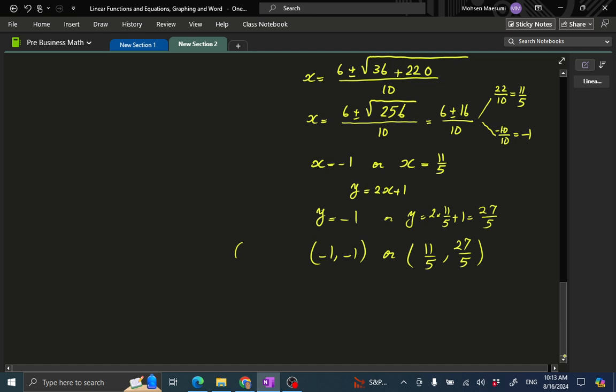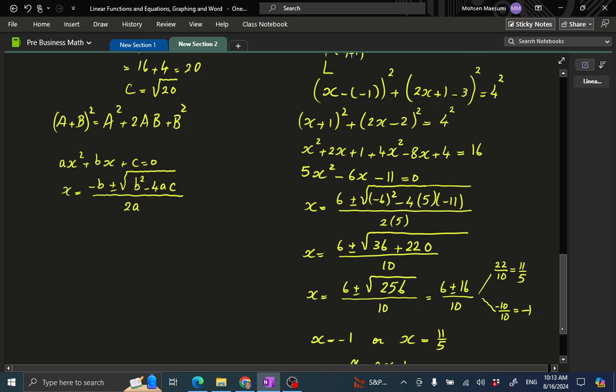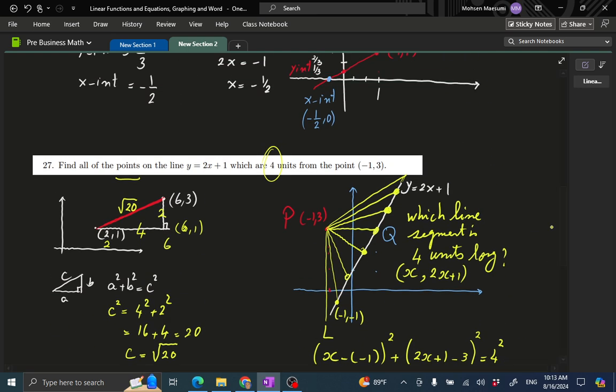So the point Q that we are finding, Q is either this one or that one. So that means on this graph, I'm going to go at minus 1, like somewhere around here. And the other one was what? It was 11 fifths and 27 fifths. So that's almost like 2.2 and 5.4, somewhere around here, perhaps in this picture.